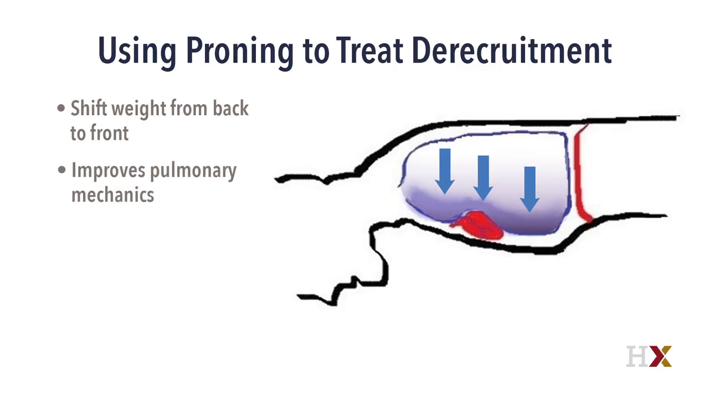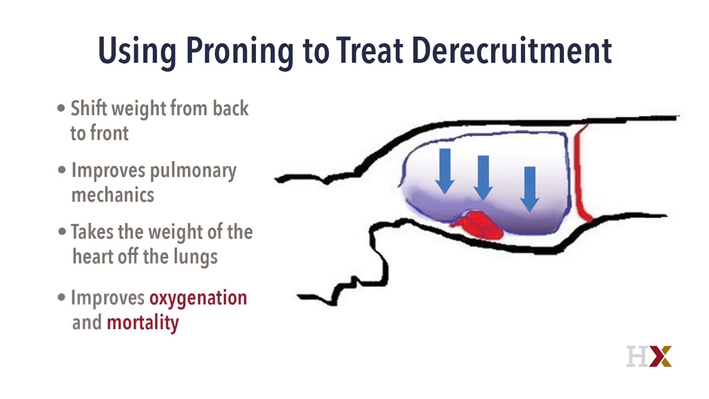Additionally, this improves pulmonary mechanics, allows better lung expansion, and takes the weight of the heart off of the back of the lungs and puts it into the front of the chest. Studies have shown significant improvements in oxygenation and also improvements in mortality with proning. Therefore, many are recommending an early proning strategy for patients with COVID-19.